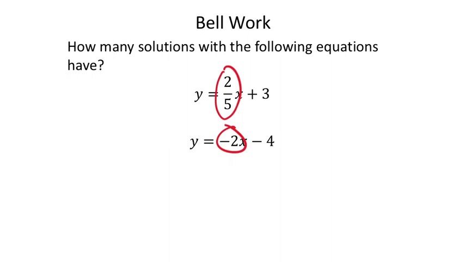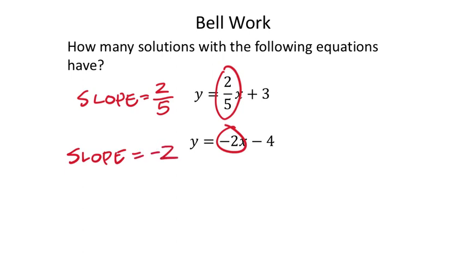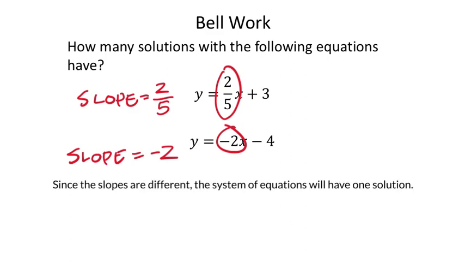So these are both in slope-intercept form. So our first slope is showing as 2/5, and then the second slope is showing as negative 2. All right, so since the slopes are different, this will have one solution. That's it. That's all we got to do for this one.